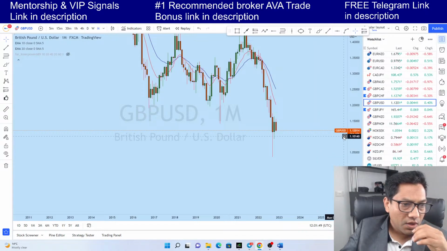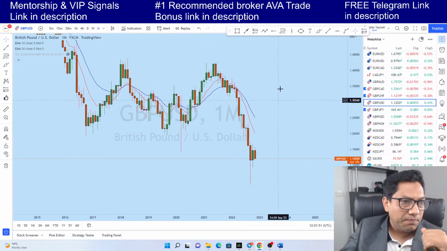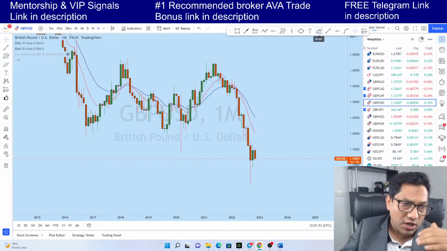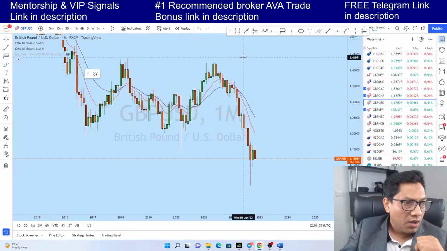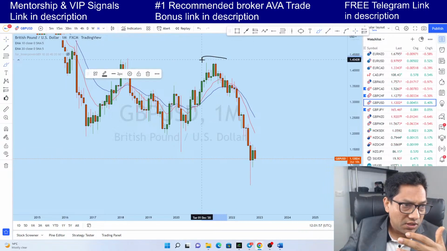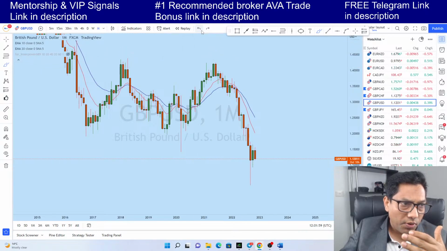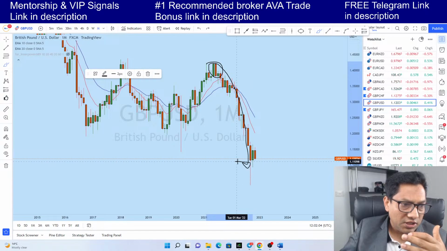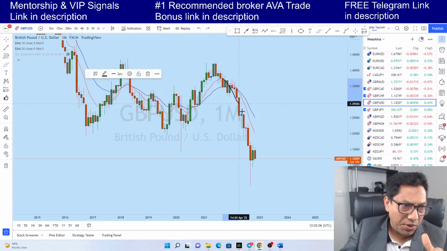So with that said, on the monthly perspective, if you are following me for a long time, you remember this is the monthly chart. I was posting analysis from here, explaining all the reasons why GBPUSD is likely to drop. It made this big move in this direction.